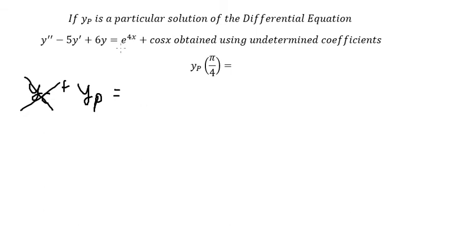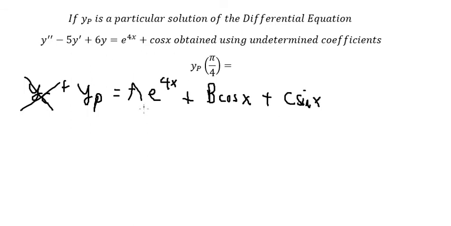We see that we have e to the power of 4x, so we can set up A e to the power of 4x. Next, we have cosine x. About this one, we can set up B cosine x plus C sine x. And now we have YB. Now let's go to the first derivative of this one.